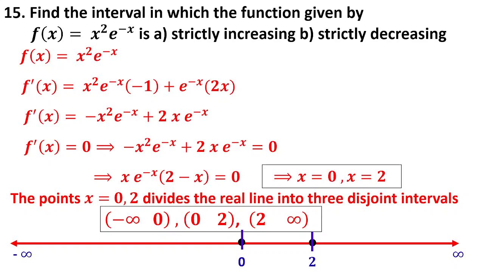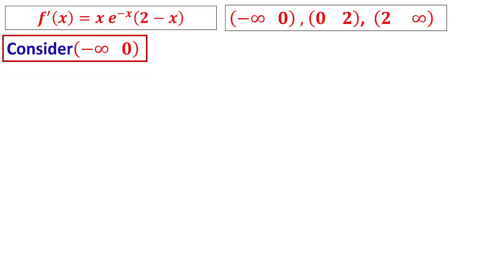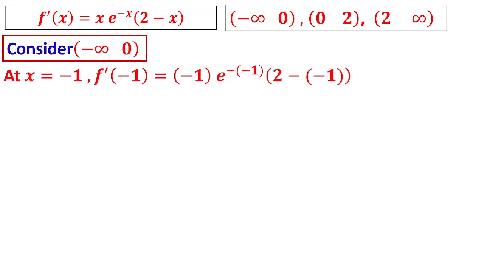Your job is very simple now. You have to check the nature of f dash of x in these intervals, that is minus infinity to 0, 0 to 2, and 2 to infinity. Let us do it now. For minus infinity to 0, let us take one convenient value. I am taking minus 1. I am finding what is f dash of minus 1.